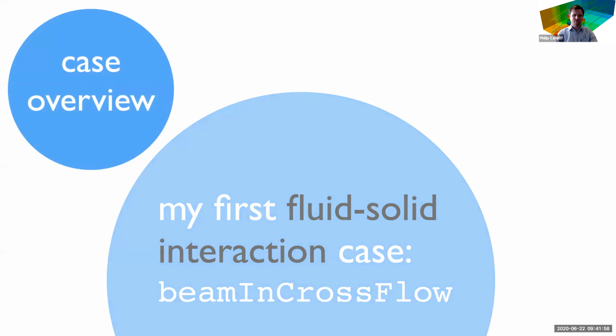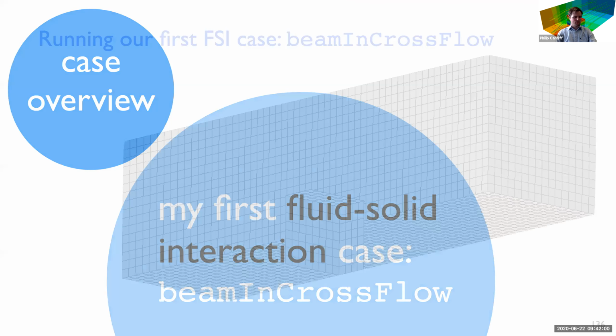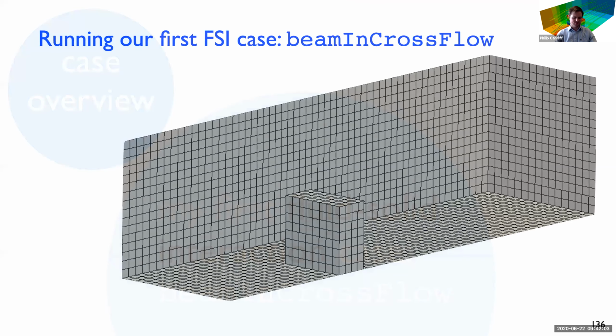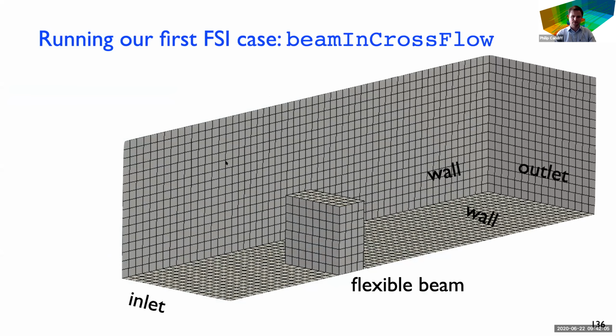Okay, so FSI. The first test case we're going to look at is just beam in a cross flow. It's the picture behind my head. So we have a flexible beam in a channel. This is a wall. We have a symmetry plane, ground, and we have a flow coming in here, some sort of parabolic flow.